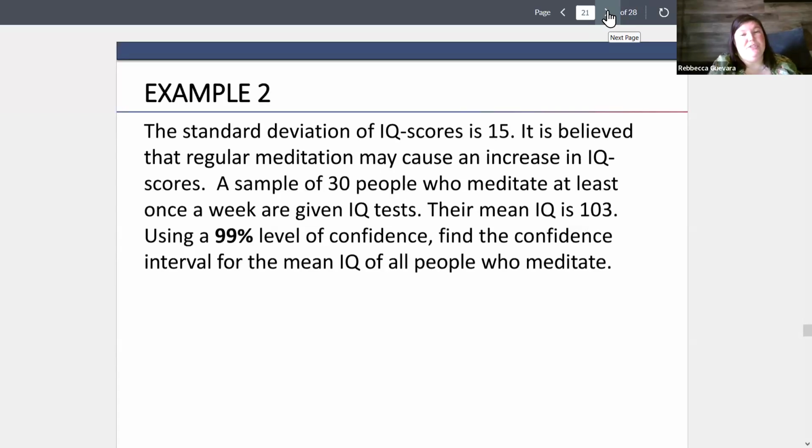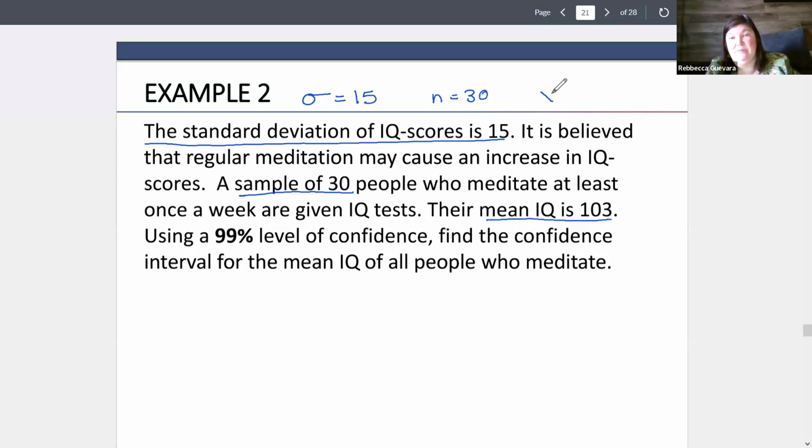So the standard deviation of IQ is 15. We went through this problem once before, and we said because it's not mentioning a sample here, this is population data. So my population standard deviation is 15. It is believed that regular meditation can cause an increase in IQ. We have a sample of 30, so we know n is 30. The mean IQ of that sample is 103, so that's my x bar.